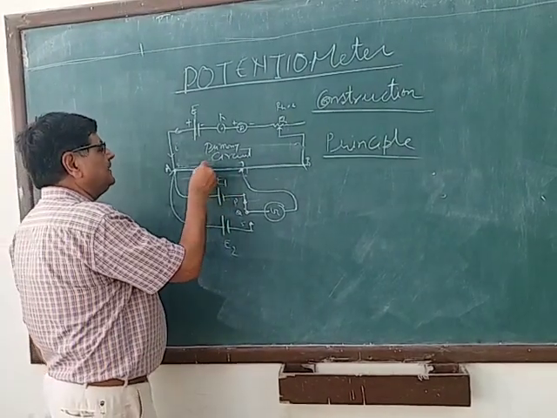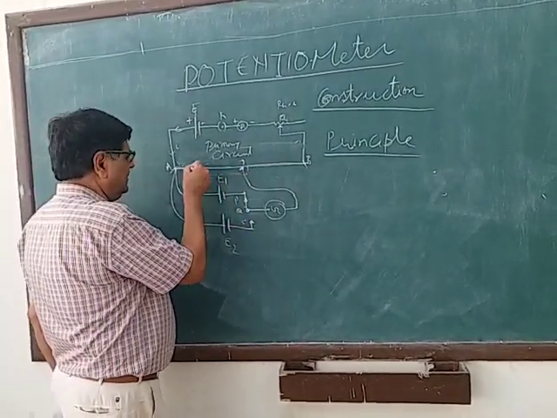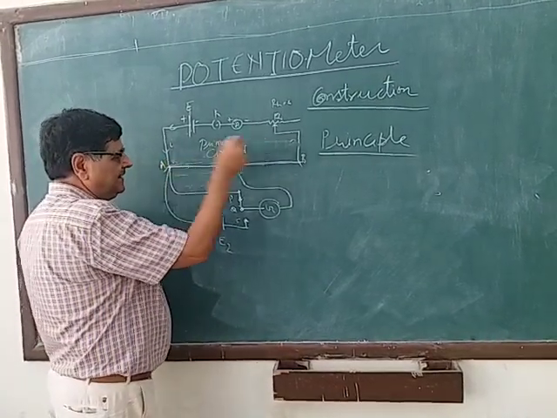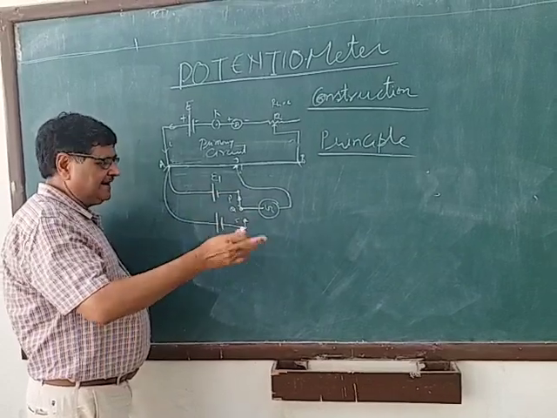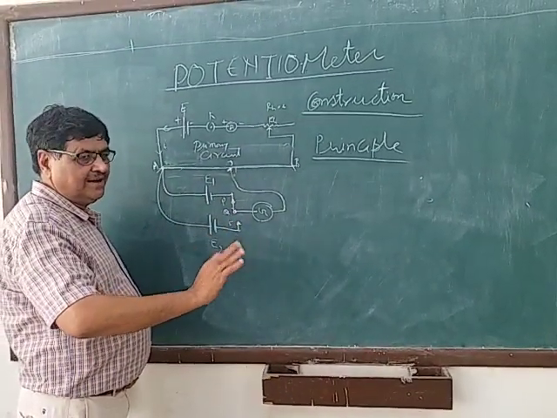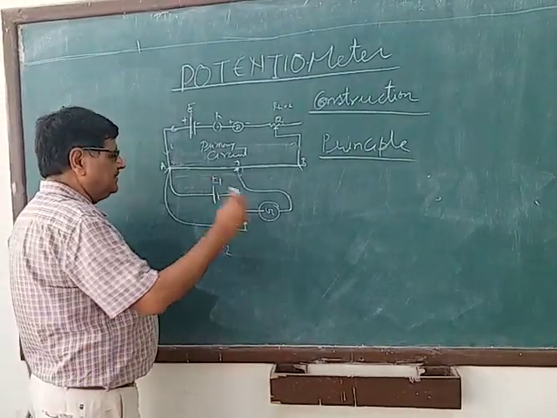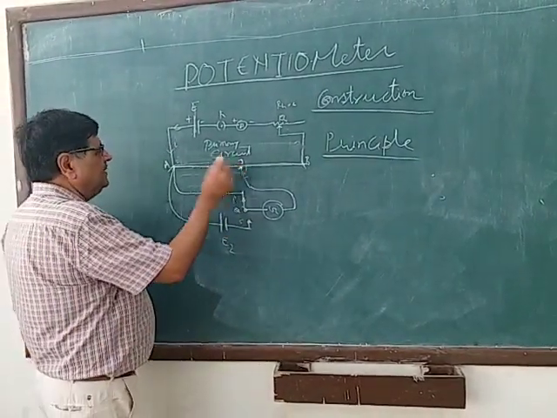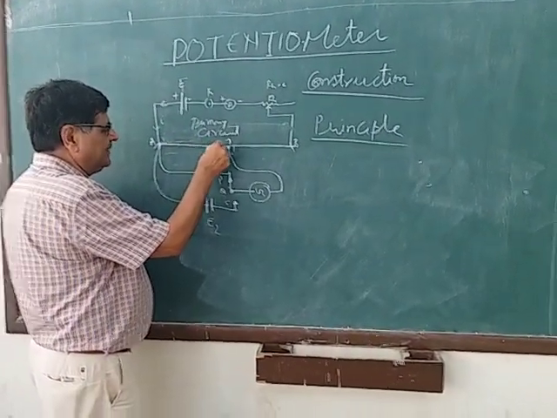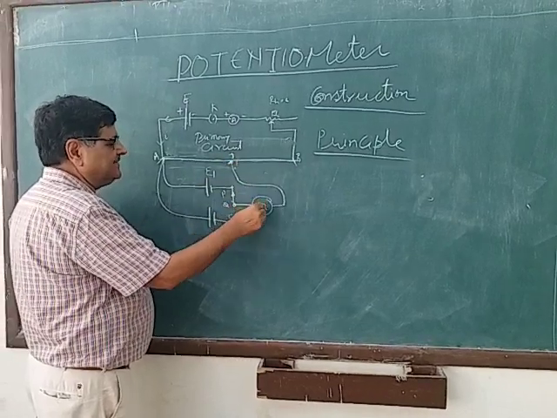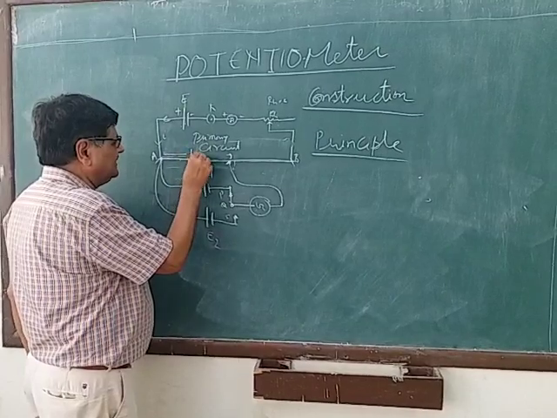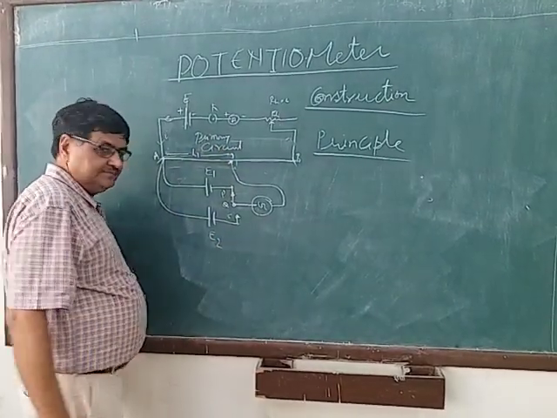Now with the help of the jockey, first we press the jockey here, then press the jockey here. We see that in the galvanometer there is two-sided deflection. Where two-sided deflection comes, I will explain right now, slightly later on. Then we can keep on putting the jockey at different points until we get a zero deflection in the galvanometer. Let's say we get a zero deflection at length L1.